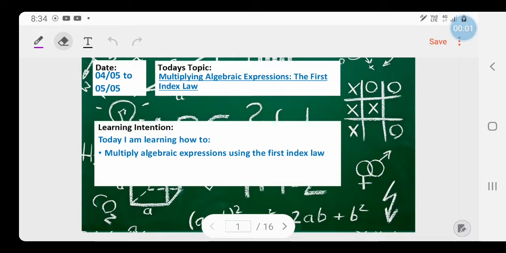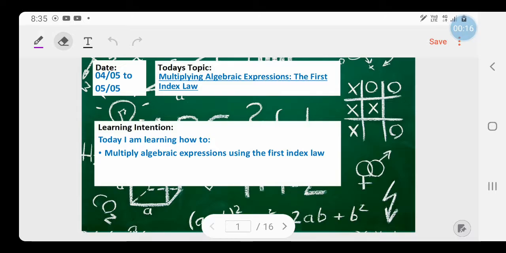Good morning, Year 7s. Alright, today we are doing our third algebra lesson, and it is on multiplication within algebra, so multiplying different algebraic expressions together. And it uses something called the first index law.